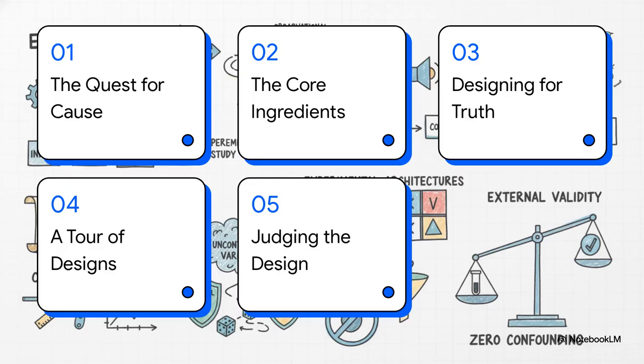First, we'll go on our quest for cause. Then we'll gather the core ingredients. After that, we'll get into the nitty-gritty of designing for truth. We'll take a quick tour of designs, and finally, figure out how to judge the design we just built. So, let's get to it.